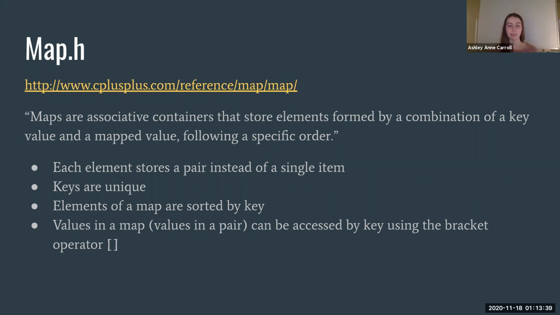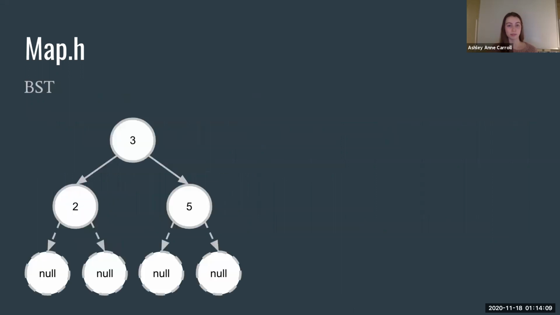Taking the definition from the C++ documentation, maps are associative containers that store elements formed by a combination of a key value and a mapped value, following a specific order. Some important things to note are each element stores a pair instead of a single item, keys are unique, elements of a map are sorted by key, and values in a map, or the value in a pair, can be accessed by key using the bracket operator. And remember, this is all going to operate like a binary search tree.